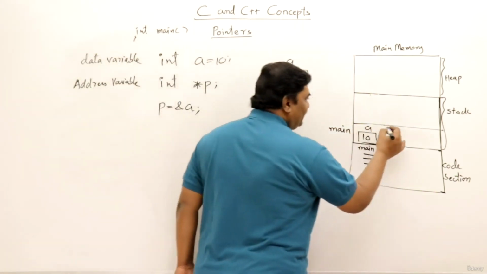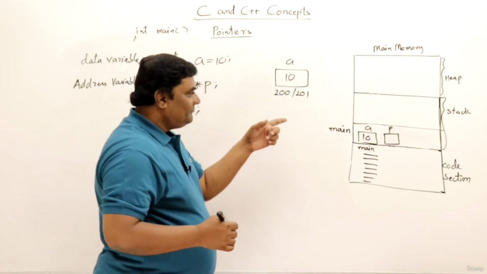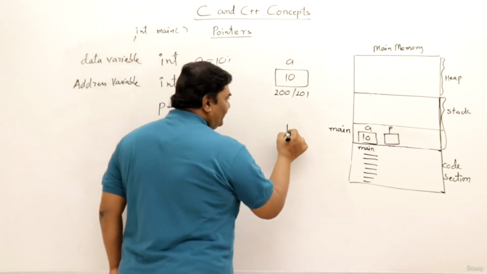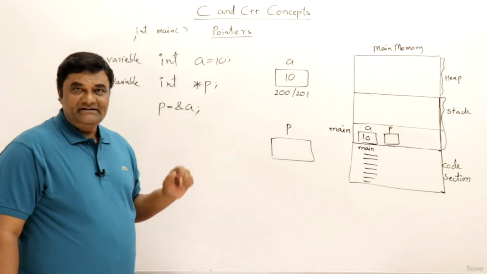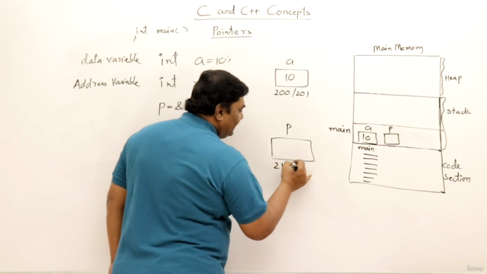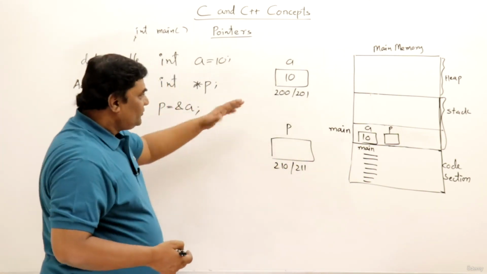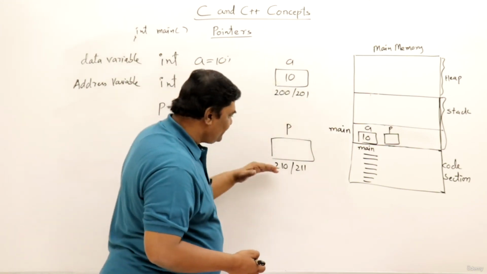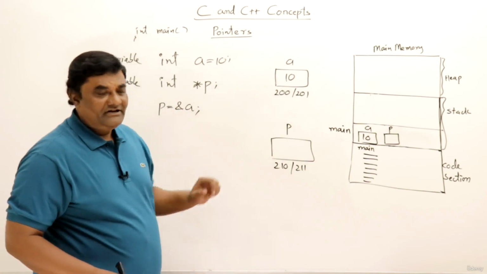This will also occupy memory. So this is created inside the stack frame of the same main function. If I show it diagrammatically, it looks like this. This pointer will also take 2 bytes. So let us say the address of this pointer is 210 and 211. I am just assuming a random number. Don't be confused that the next should be 202. Whatever it may be, I am saying it is 210 and 211.